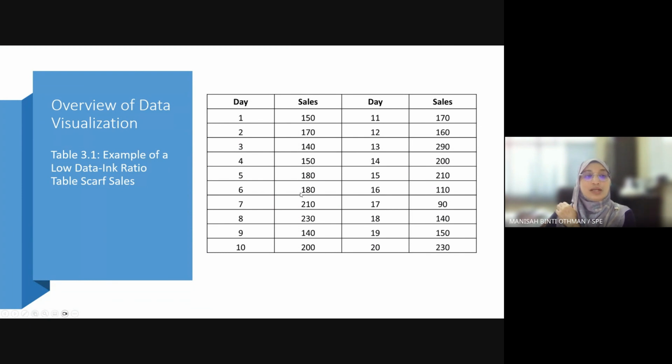So this is an example in the table. In this table, this is data ink: day 1, 2, 3, 4, sales 150. The line here is non-data ink. You can see the data ink and non-data ink are quite the same, because you can see the line clearly. But does the line give you any meaning? No, not really, isn't it? So try to reduce the non-data ink.